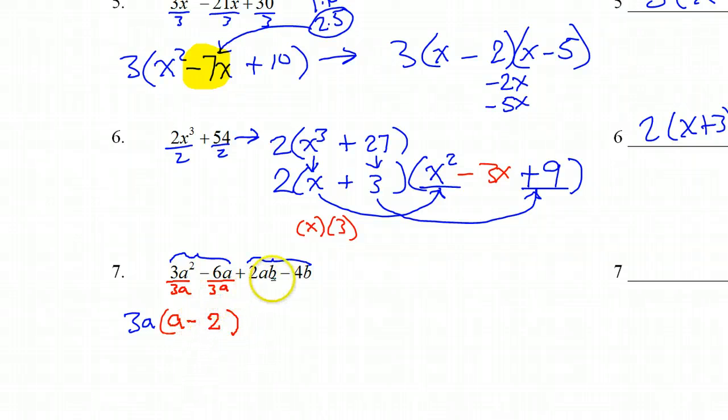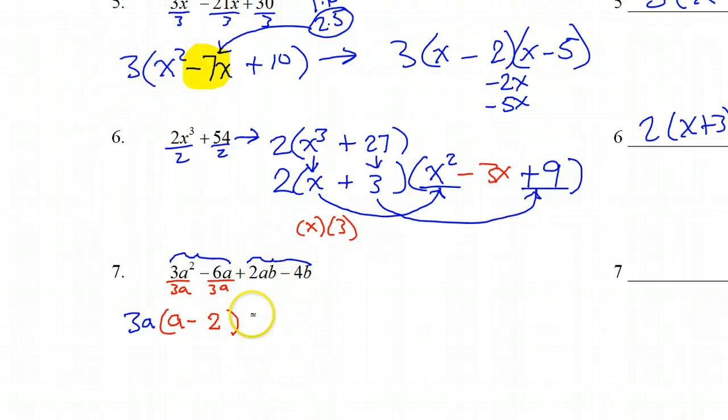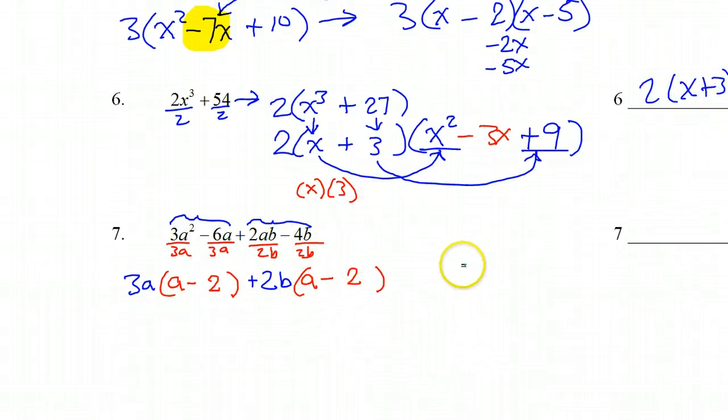Okay. Now I do the same thing with the second group. 2 goes into both of these, so I put plus 2. And they both have a b, so I'm going to go 2b. Once I divide everything by 2b, the 2's cancel, the b's cancel, I have a. I bring down the minus sign. 4 divided by 2 is 2, and the b's cancel. So I have this. Some kids stopped there. Don't do that.